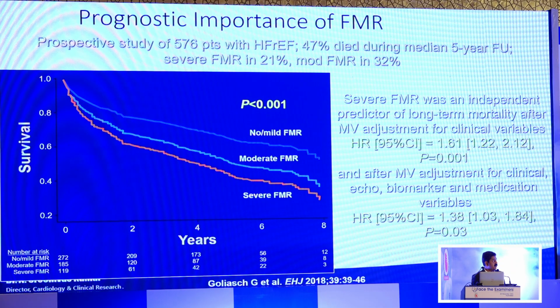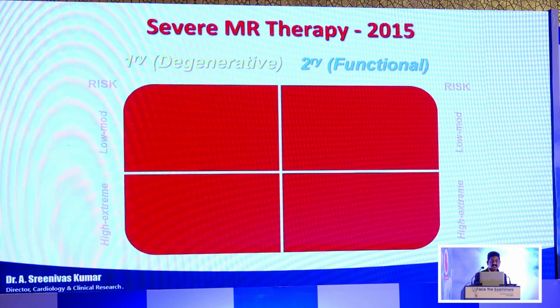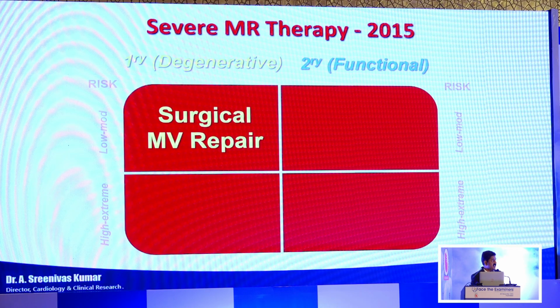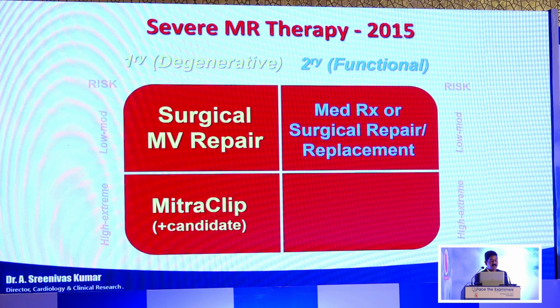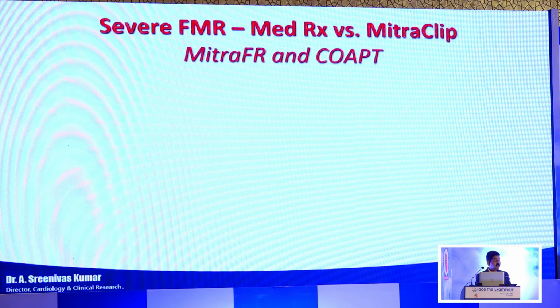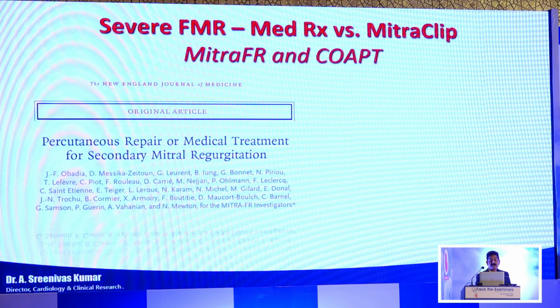Then prognostic importance, we know that if patients have severe mitral regurgitation, their survival is less. They die faster. So for the primary degenerative valve disease, in low risk, surgical valve repair was done. If it is high risk, when the patients were not suitable, MitraClip was being tried. Then if it is a functional one, generally only repairs or rings were being done in low risk, and in high risk we were only giving medical therapy a decade before. Now even in these we are trying MitraClip.